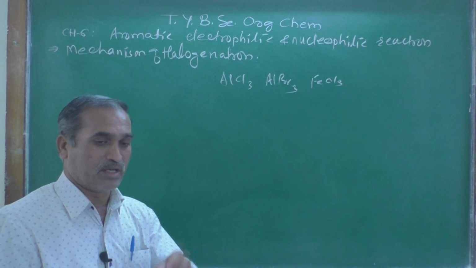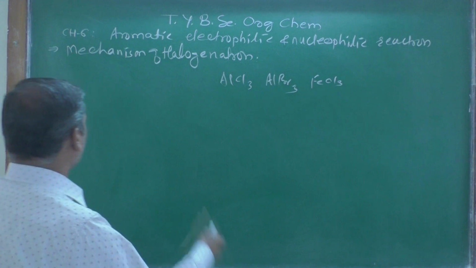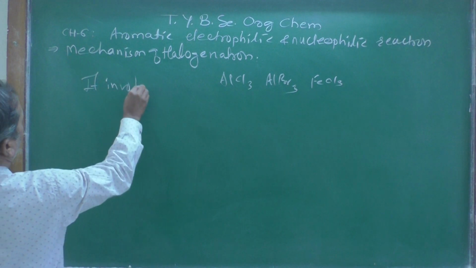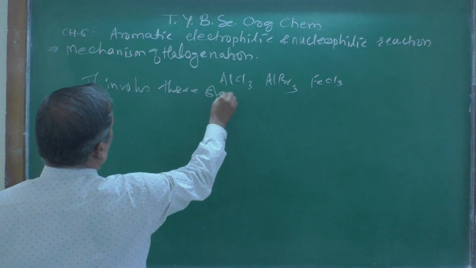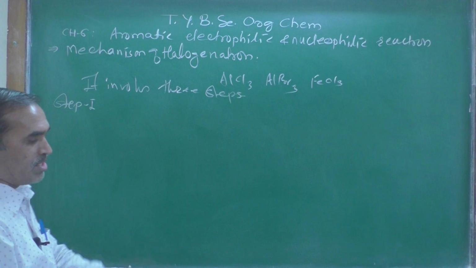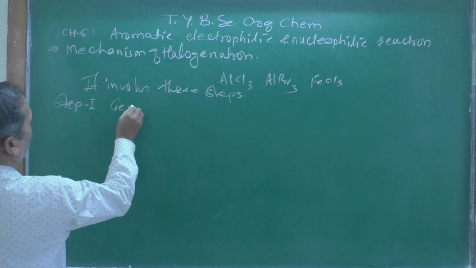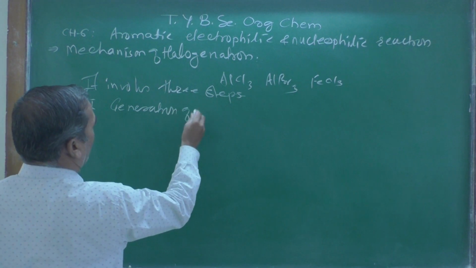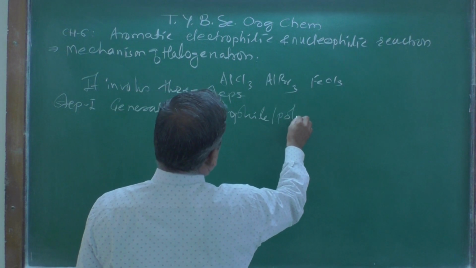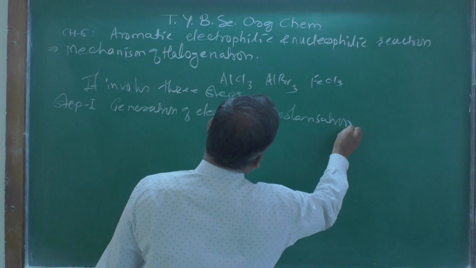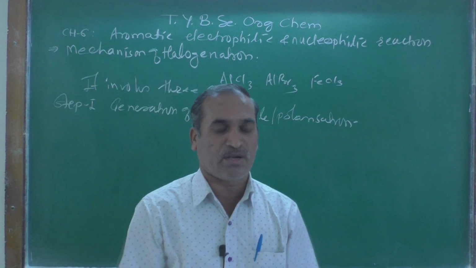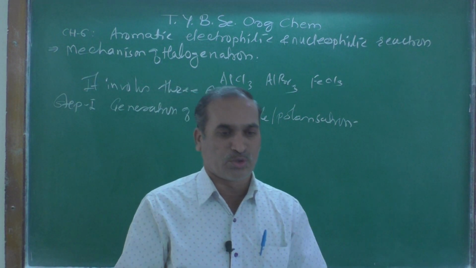Now the mechanism of halogenation involves 3 steps. And as we know, step number 1 is always the generation of the electrophile, generation or formation of the electrophile, or what we can call polarization. Generation of the electrophile, or polarization, means the halogen molecule gets polarized due to the presence of a Lewis acid.